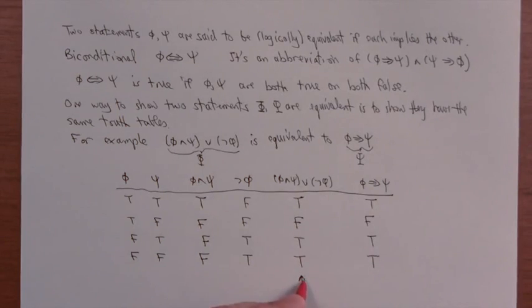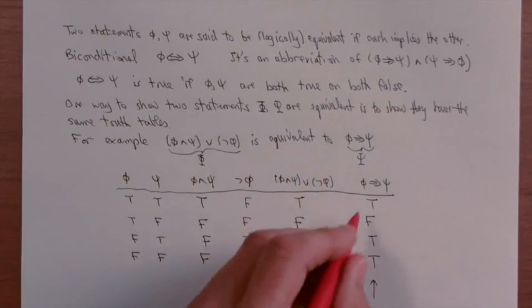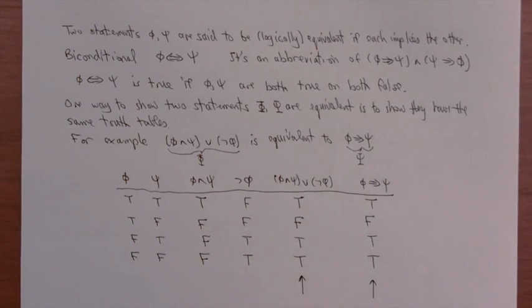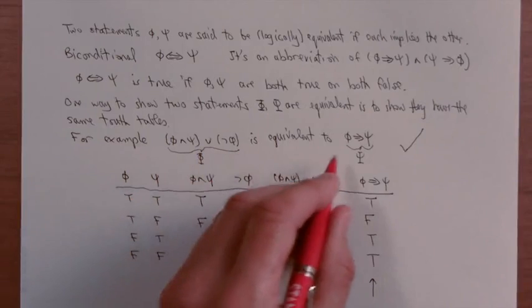And now I just compare that column with that column. T, F, T, T is the same as T, F, T, T. Because these two columns are the same, I can conclude that that is equivalent to that.